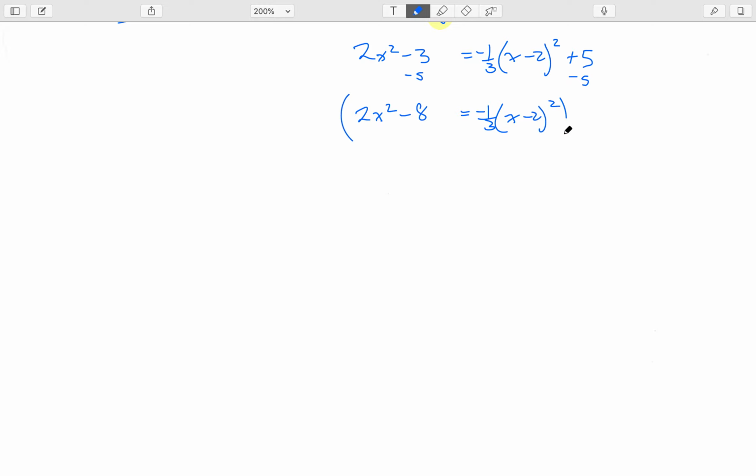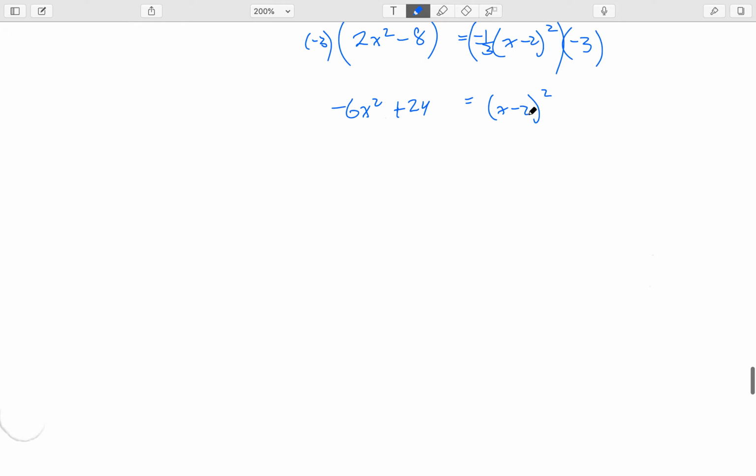I'm going to multiply everything by 3 right now. Why? In fact, maybe I'll multiply by negative 3 just so it gets rid of this, right? So let's multiply everything on both sides by negative 3. This becomes x minus 2 squared. That's way easier. Now this becomes negative 6x squared plus 24. But you know what? I got rid of the fraction. And this is not that hard to expand out. x squared minus 4x plus 4 equals negative 6x squared plus 24.